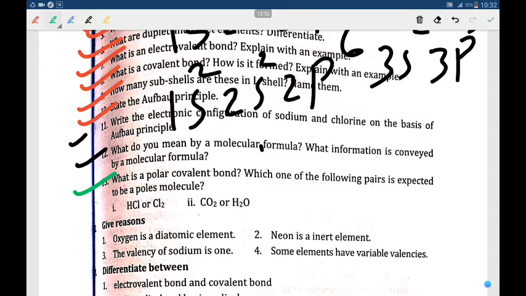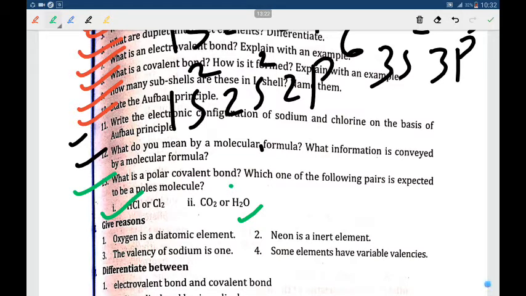So in a polar compound, the atoms are of different types. For example, HCl or Cl2. Which one is a polar compound? HCl. And NH3, H2O. Okay, only one pair is shared. Okay, students. So these are the question answers, we have done 1 to question number 13.